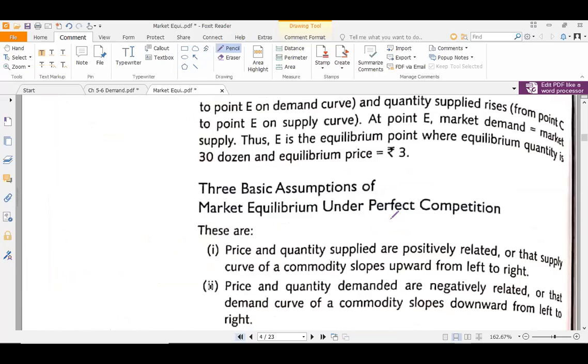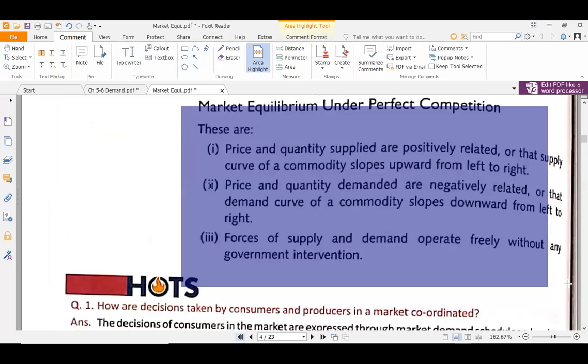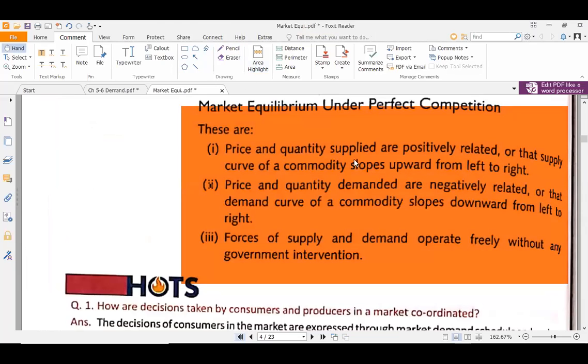Then we discussed a few conditions, the market equilibrium conditions. In it, we discussed that price and quantity supplied are positively related. This you have to remember: price and supply are positively related. That means when the price rises, supply rises, and when the price falls, supply falls. The second thing was price and quantity demanded are negatively related. That means if the price rises, demand falls, and if the price falls, demand rises. And the forces of demand and supply operate freely. That means there is no government intervention.